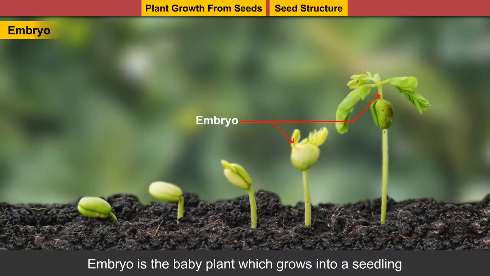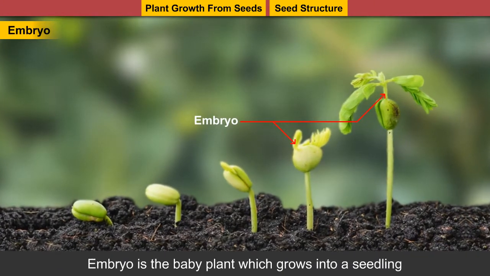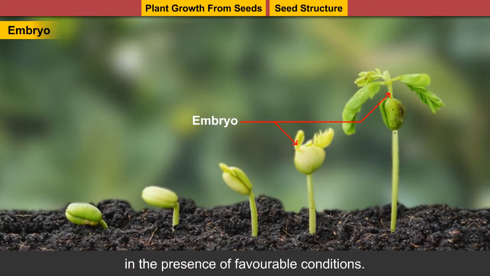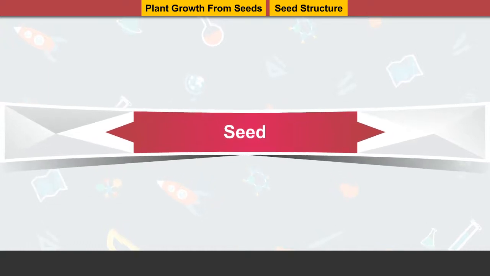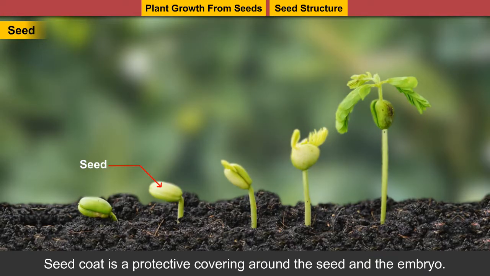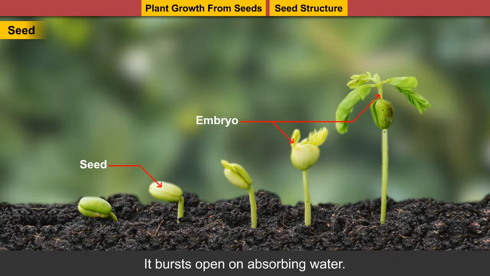Embryo. Embryo is the baby plant which grows into a seedling in the presence of favorable conditions. Seed coat. Seed coat is a protective covering around the seed and the embryo. It bursts open on absorbing water.